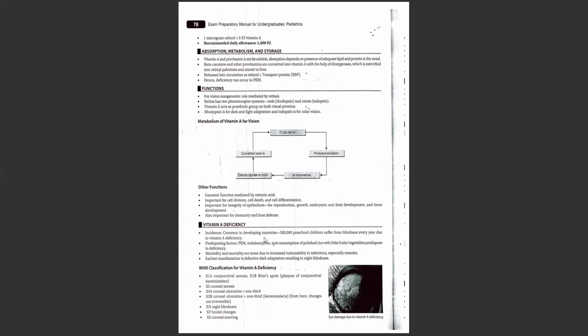So the main topic of today is vitamin A deficiency. First, about the incidence. It is common in developing countries.